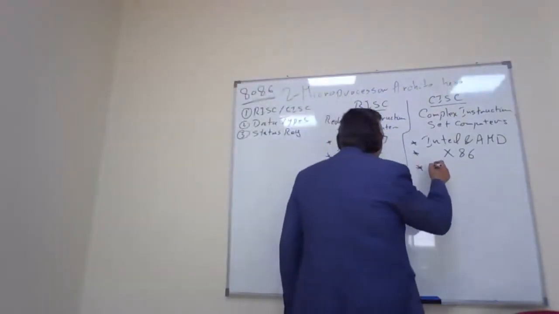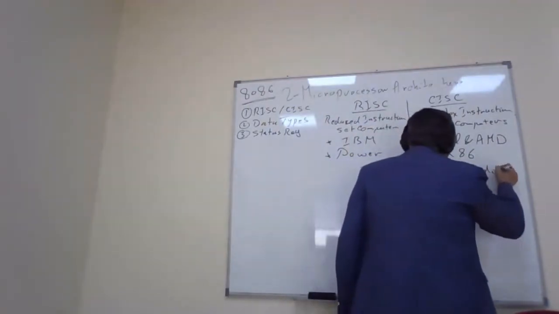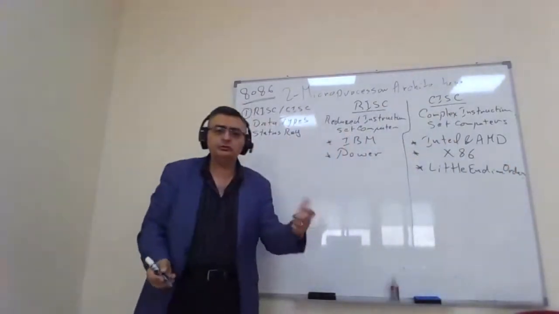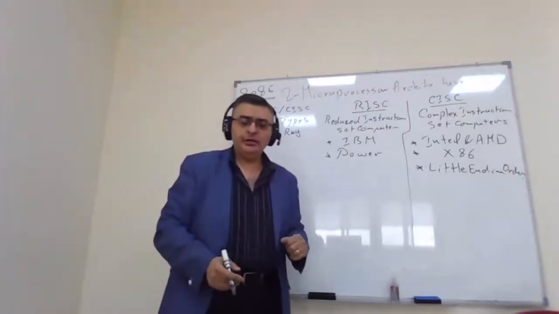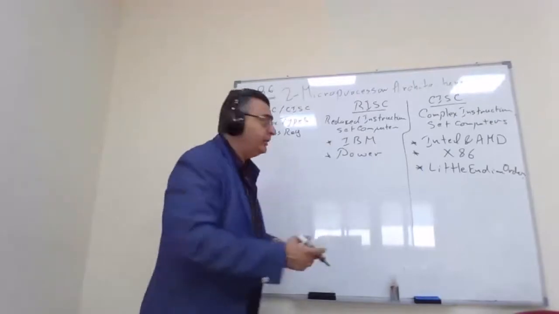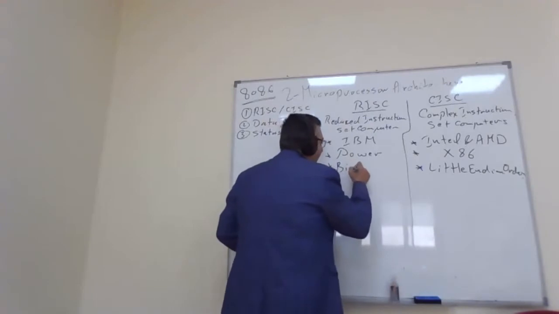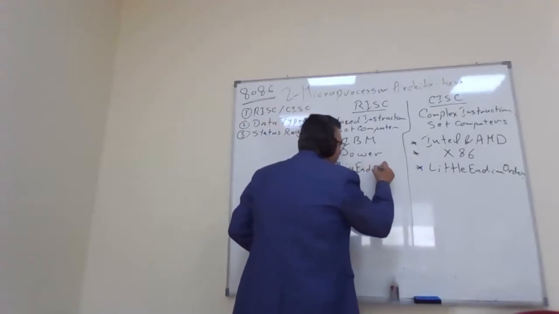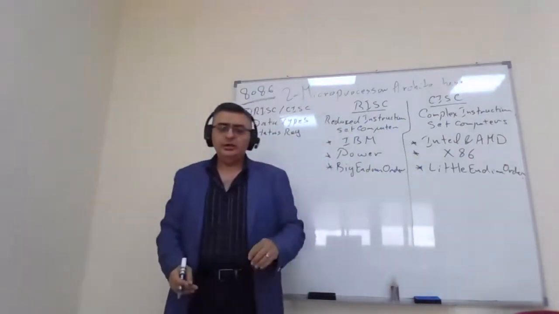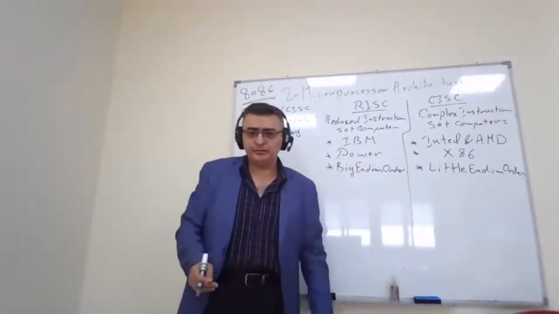Here they use little Indian order to sort the word of 2 bytes in the memory. The low byte will go to the low address, the high byte will go to the high address. Power machines use what's called the big Indian order. Big Indian order is the opposite. The high byte of the word goes to the low address and vice versa.